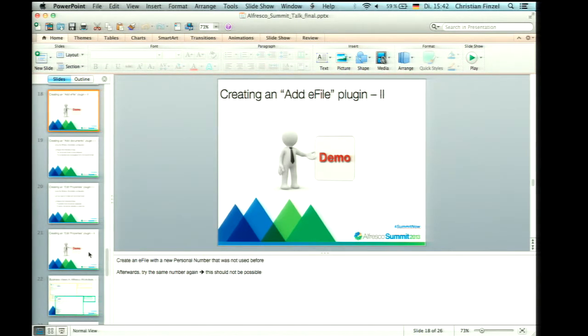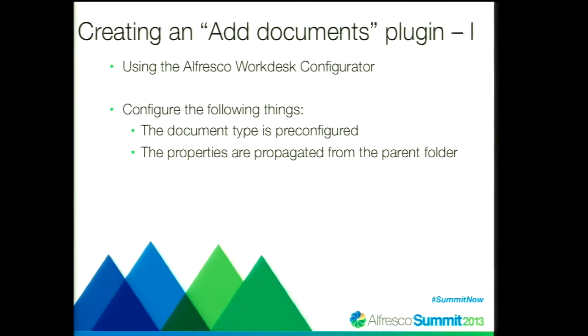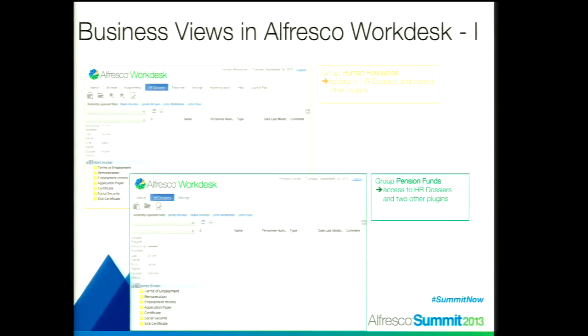When you create such an application for end users, for example, this human resources example, and you have different groups, people with different tasks, you want to ensure that each user gets only the plugins, the functionalities that he needs for his work. They shouldn't see too much information, too many plugins. They should get what they need for the daily work. And that's what we call business views in Alfresco Workdesk.